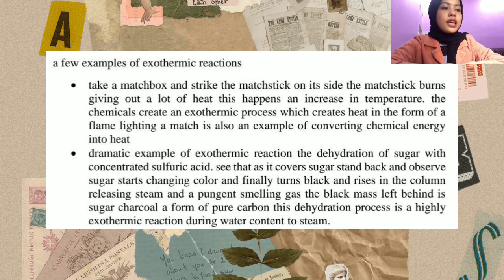Two dramatic examples of exothermic reactions: dehydration of sugar with concentrated sulfuric acid. See that as the acid covers the sugar, stand back and observe. The sugar starts changing color and finally turns black and releases steam in a column, and a pungent smelling gas. The black mass left behind is sugar charcoal, a form of pure carbon. This dehydration process is a highly exothermic reaction, turning water content to steam.